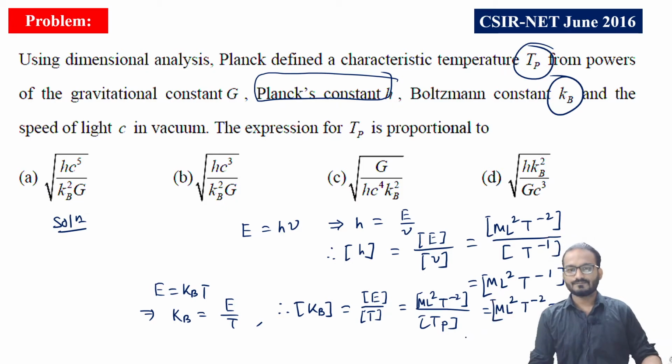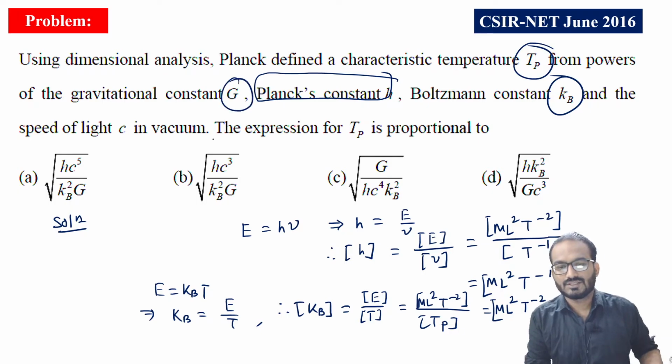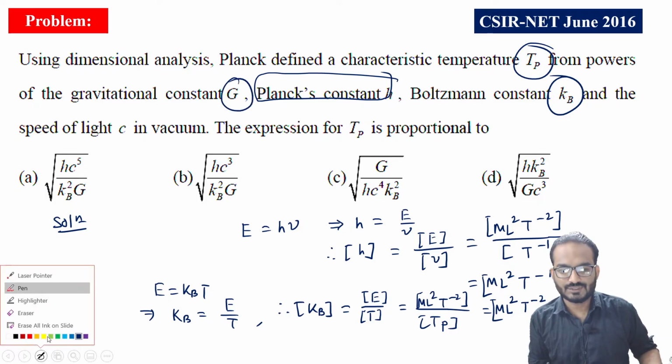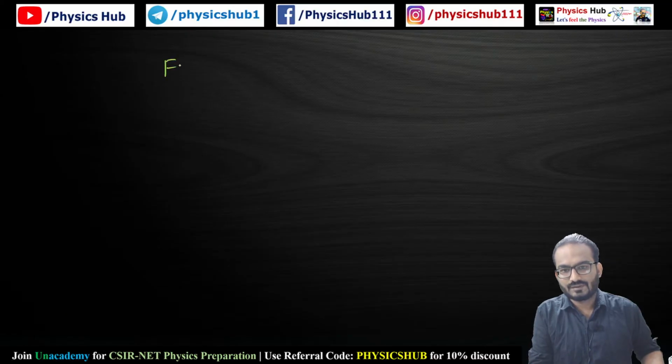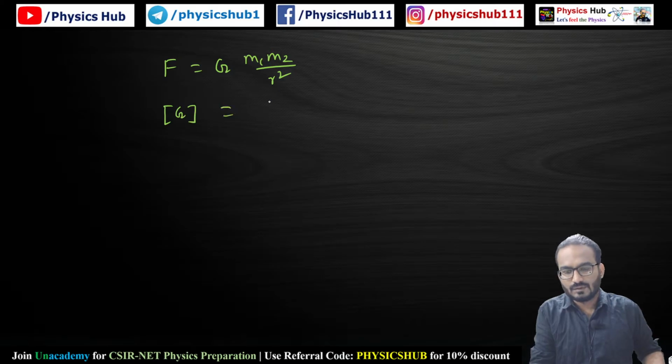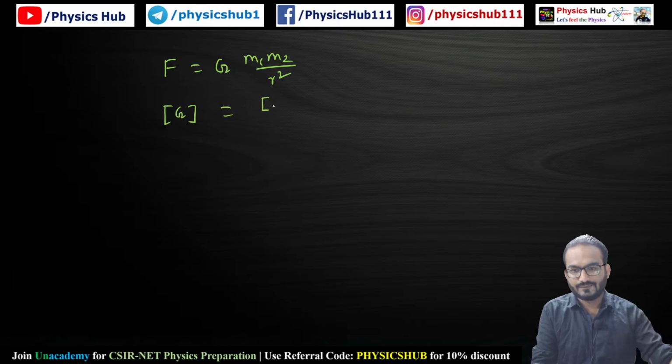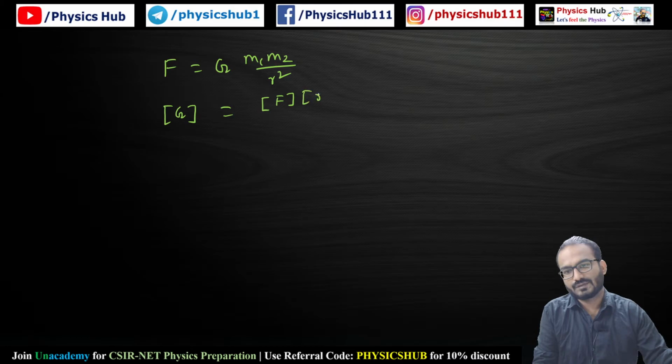Fine. Next, what is left? G. The dimension of G. How can we find out the dimension of G? We can find out the dimension of G from this relation: F is equal to G times m1 m2 upon r square. So dimension of G will be dimension of F times dimension of r square divided by dimension of m1 m2, let's say.